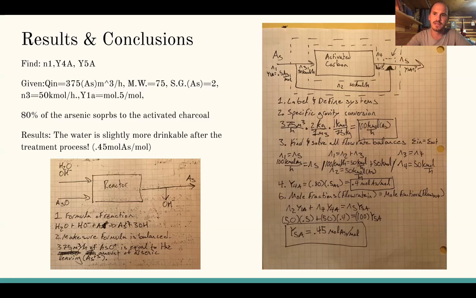And in our final step, we're just going to do a concentration balance. So mole fractions multiplied by flow rate is going to equal mole fractions multiplied by flow rate out. And that's going to get us 0.45. So that is indeed less than the amount of arsenic we had. So it's way more drinkable at 0.45 instead of 0.5.